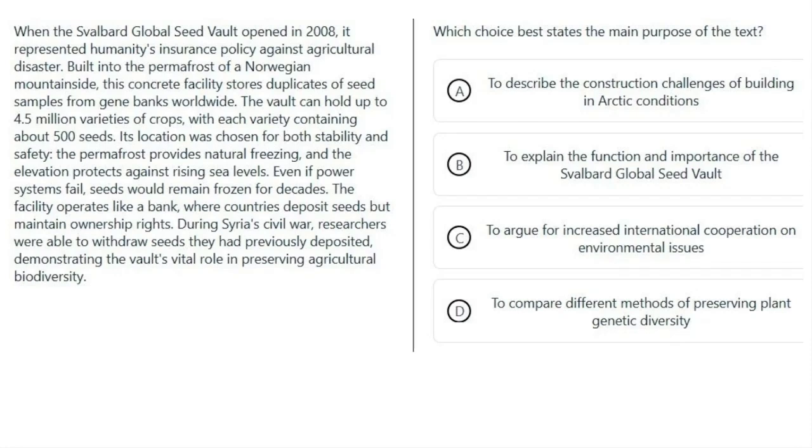C, to argue for increased international cooperation on environmental issues. That doesn't seem like what it's talking about. That obviously is an important thing, but that's not what the purpose of this article is. It's going into detail about this vault and how it works. And if it was just arguing about international cooperation, it wouldn't be focused on those things. Finally, D, to compare different methods of preserving plant genetic diversity. Nope, this isn't different methods. It's just talking about one method. B is the correct answer.